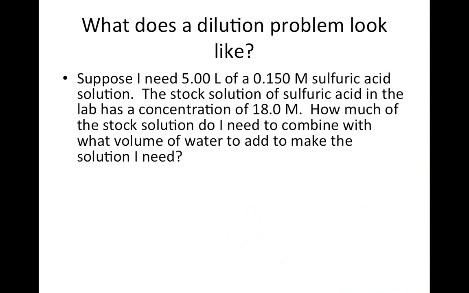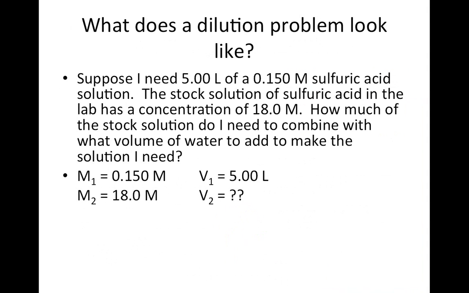First, let's pick out the given pieces of information. Keep in mind that similarly to the gas law problems we just finished studying, it doesn't matter which is 1 and which is 2, as long as the 2 parts of 1 are paired correctly together. The molarity of solution 1 is 0.150 molar, and the volume of solution 1 is 5.00 liters. The molarity of solution 2 is 18.0 molar, and our job is to figure out how much of solution 2 we need. Once we figure out the amount of solution 2 that is needed, we'll also need to figure out how much water to combine it with.